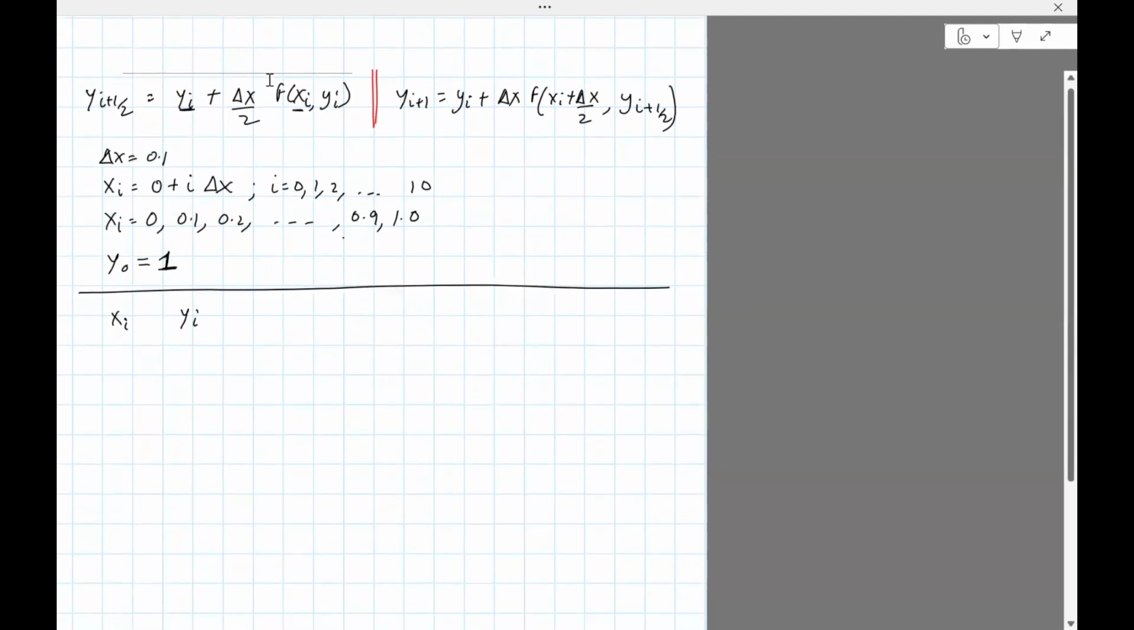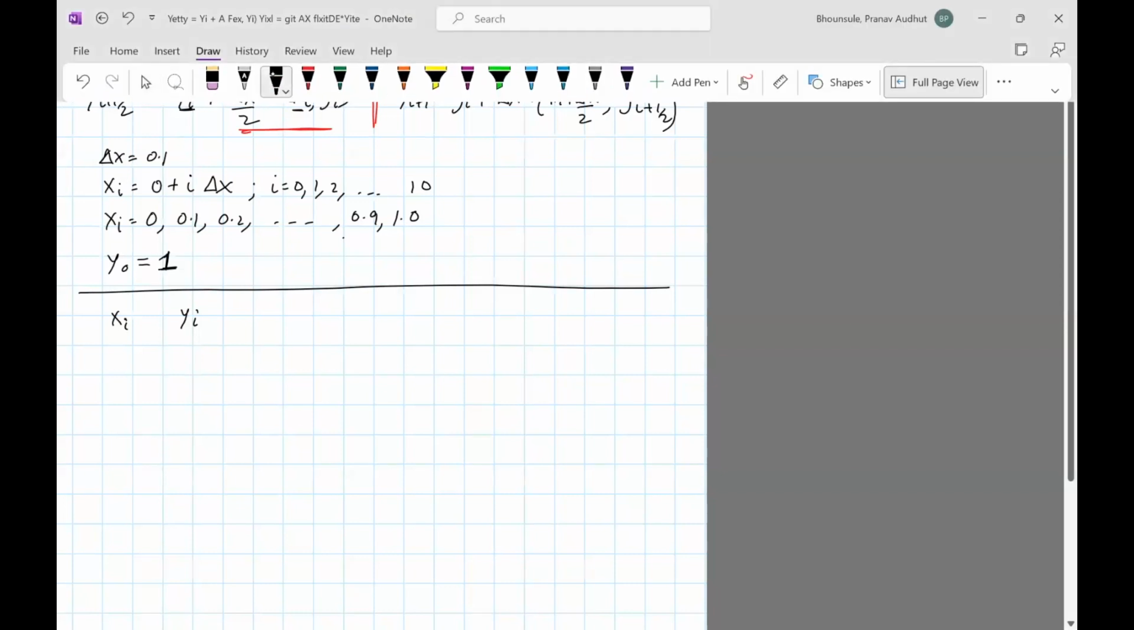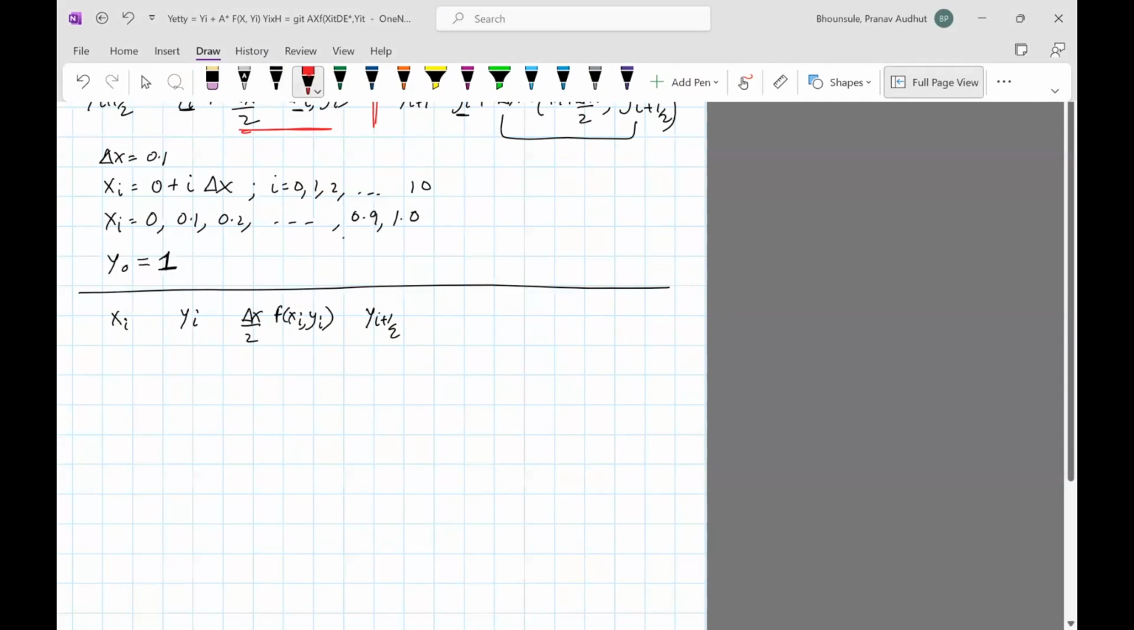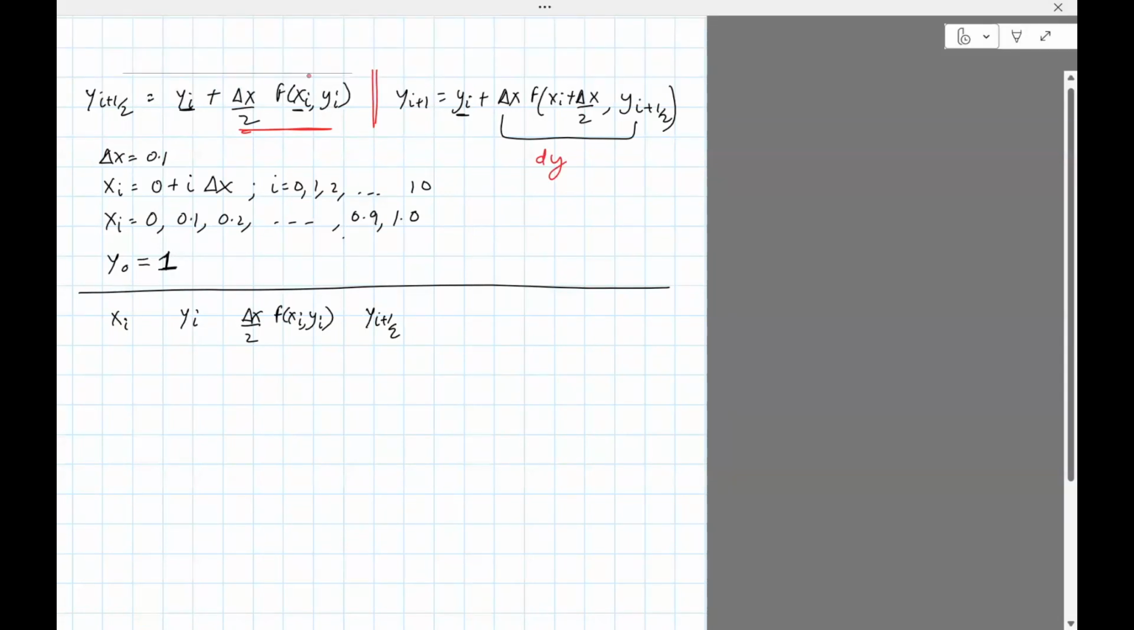Okay, with that, I think we are all set. Now to evaluate the first part, we need this quantity, so let's just make a column for that. Delta x divided by 2 f of xi yi. With that, we can compute yi plus half. It's just going to be the sum of this one and this one. Now we can move on to the second part. We already have yi in the table. We need to compute this quantity. Let's call that dy, just to make it easy to not write a big formula there.